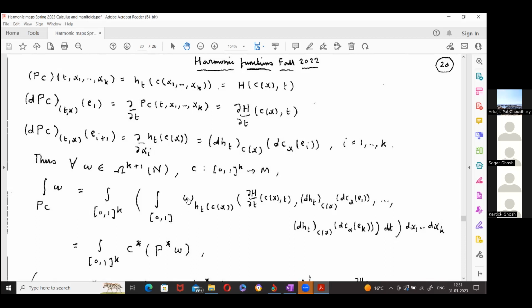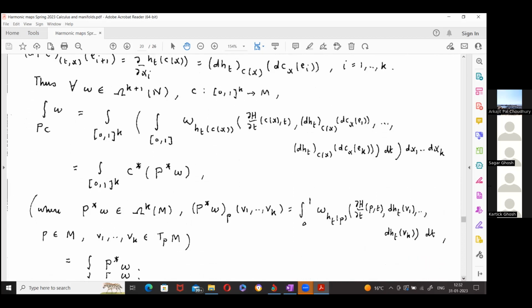Omega at P C of x, t comma x, that is h_t of C(x), applied to the derivative of P C, applied to the basis vectors e1 up to e_{k+1}. So that the first image will be ∂h/∂t at (C(x), t), and then you'll get dh_t at C(x) applied to dC_x e1 up to dh_t at C(x) applied to dC_x e_k. This whole thing dt, and then outside dx1 to dxk.